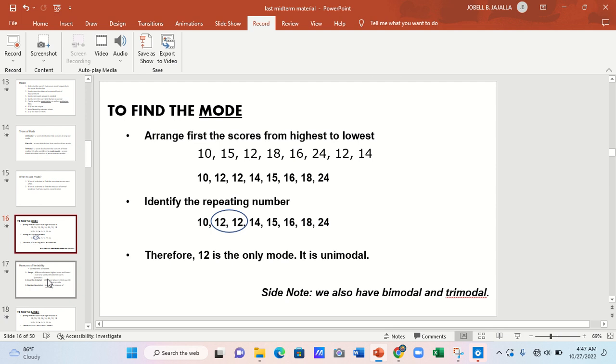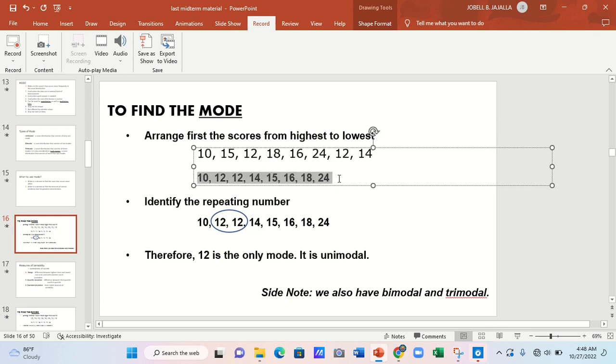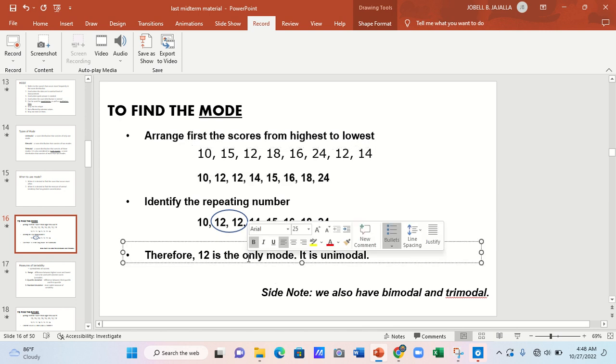Now, how do we find the mode? We still use the same given set of data. Then all we have to do is arrange the scores from highest to lowest. After that, we look for the repeating or most occurring number in the set of data. In this case, 12 appears the most. Therefore, 12 is the only mode of the given set of data. Since only one mode came out, which is 12, this is considered as unimodal.